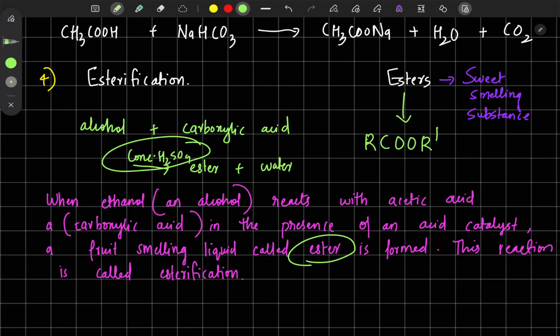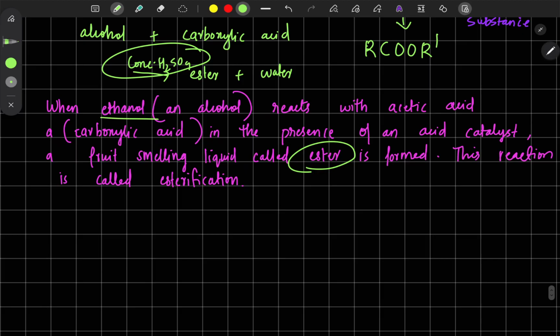So let us write this reaction. An alcohol, let us take ethanol. What is the formula of ethanol? CH3CH2OH plus, let us take a carboxylic acid. Let us take acetic acid, CH3COOH. So we need to find out what will form.